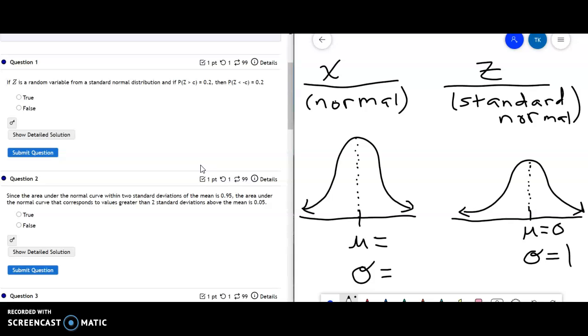The question though is, story problems are typically given in the x world, the normal distribution. So how do we go from this x world over to this z world? How do we translate from one world to the other? And how we do that is by using a formula.